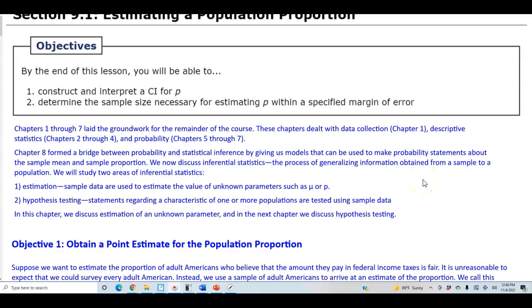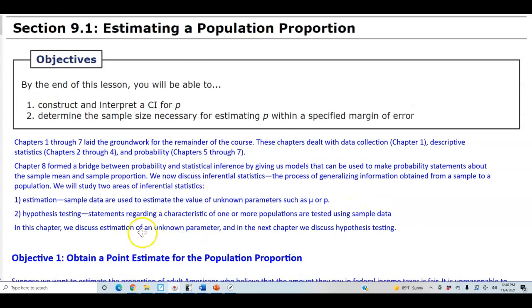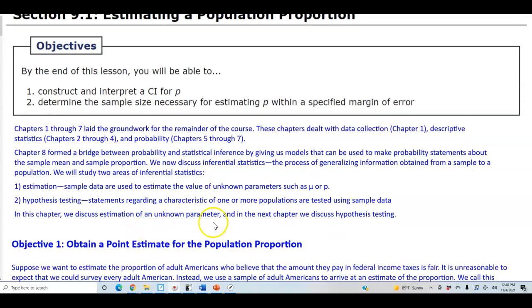We will study two areas of inferential statistics. Number 1, estimation. Sample data are used to estimate the value of unknown parameters such as the population mean or the population proportion. Number 2, hypothesis testing. Statements regarding a characteristic of one or more populations are tested using sample data. In this chapter, we discuss estimation of an unknown parameter. In the next chapter, we discuss hypothesis testing.